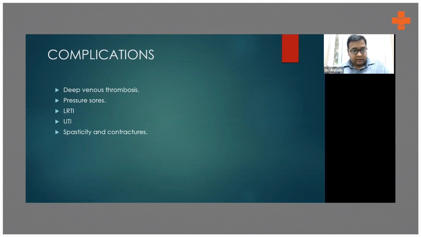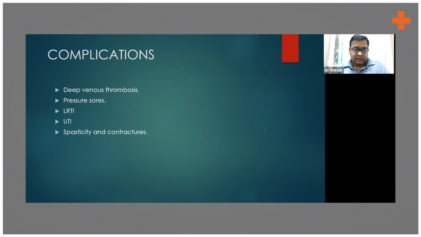Then there is lower respiratory tract infection. Again, patients who are not able to mobilize secretions from the lungs always have a high risk of developing respiratory tract infections. UTI or urinary tract infection is very common in stroke patients because most of the time they are on an indwelling catheter, and sometimes because of poor perineal hygiene, there is always a high risk of developing UTI.